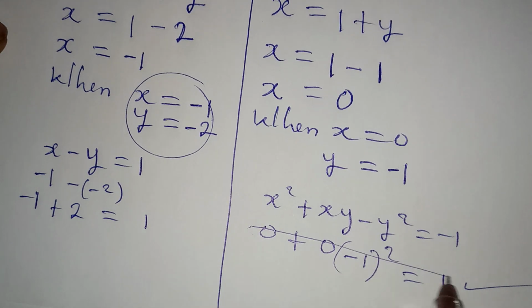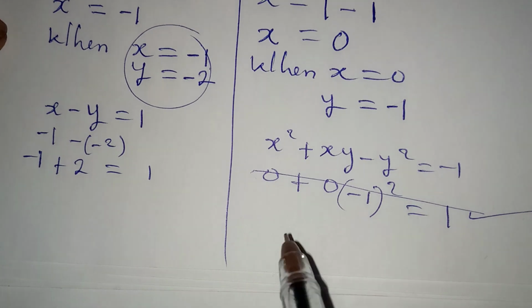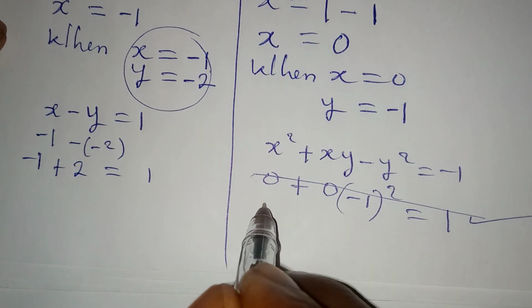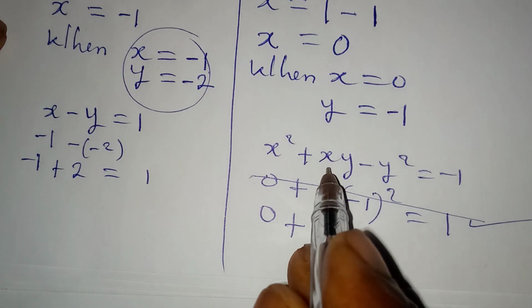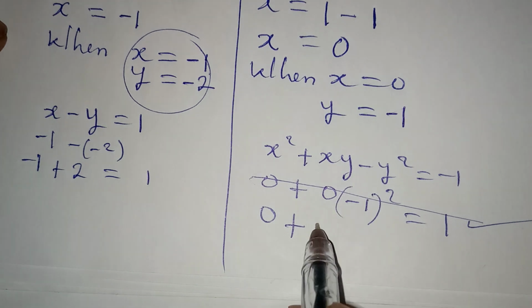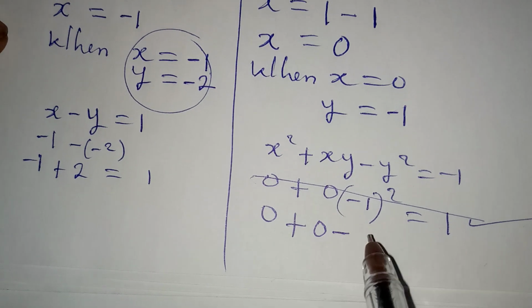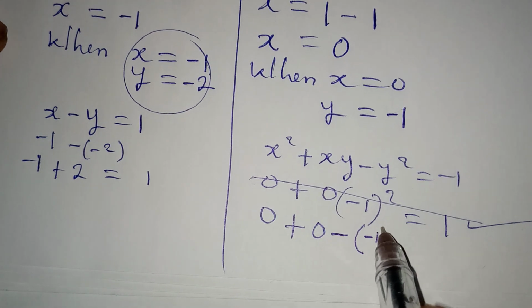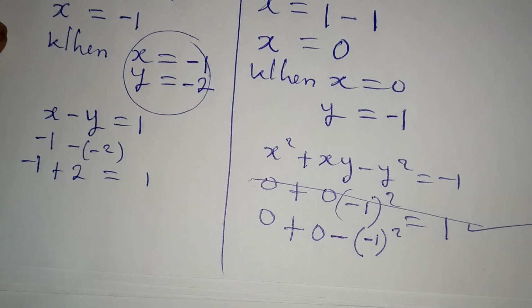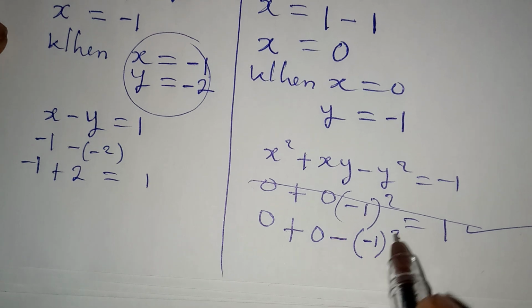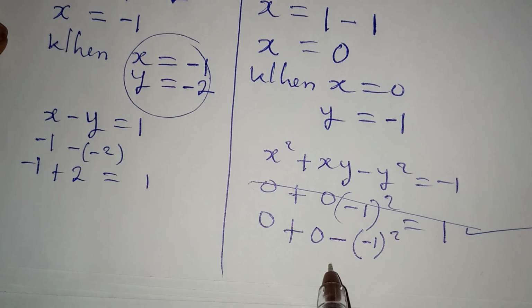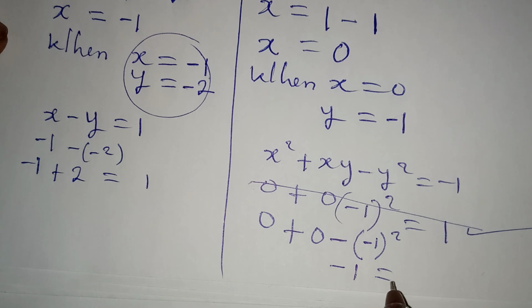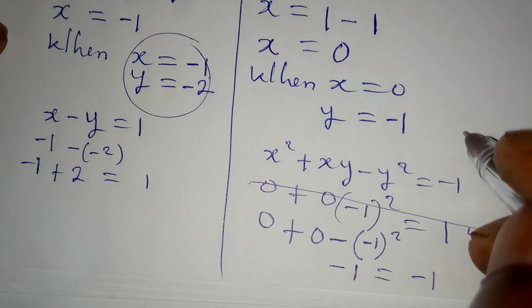Let's work on this again because there's a mistake somewhere. Now x squared, that will be 0 squared, 0, plus x here is 0 times the value of y will still give 0. There's a negative, right? Then open the bracket. y itself is -1. Then we square this, right? So -1 squared will give us 1. So that means we're having minus 1, which is what we had on the right hand side, -1. So this is very satisfying.